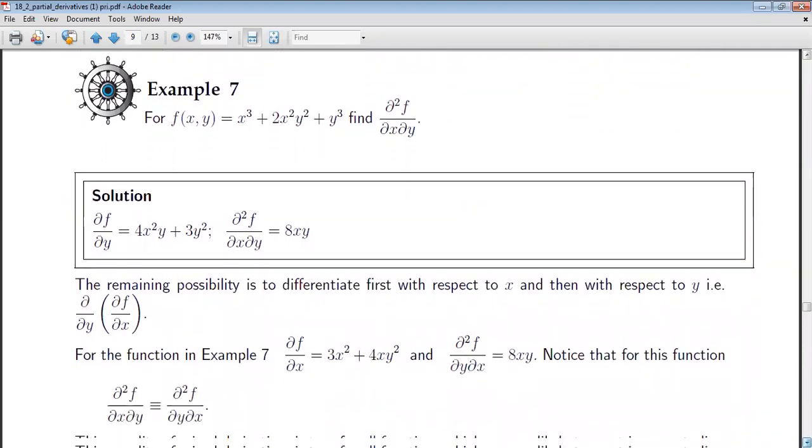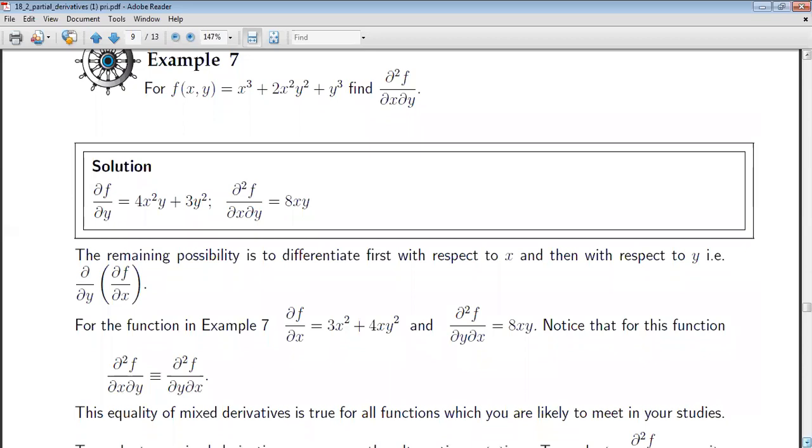See, here I have shown del square of del y del x is 8xy. So for this function, the mixed second order derivative, del square of del x del y, is equal to del square of del y del x. It will be the same. Okay, one more example.